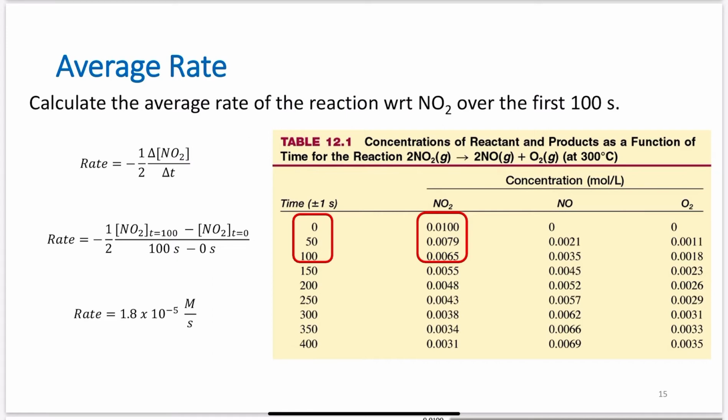So plug in our concentrations. The concentration of NO2 at time 100 is 0.0065 molar, and the concentration of NO2 at time equals 0 is 0.0100 molar. We get a rate here of 1.8 times 10 negative 5. So again, all I did was plug in the data straight from the graph.